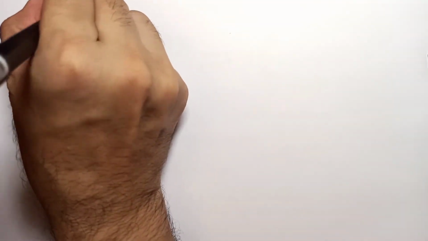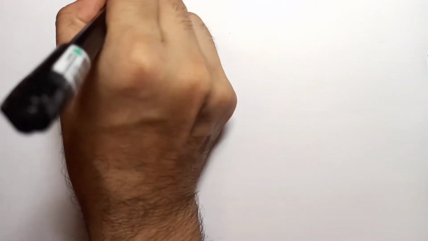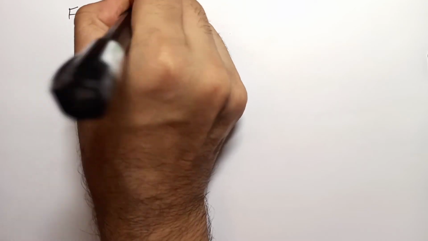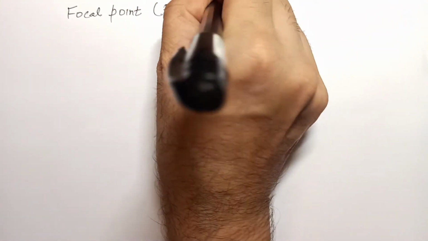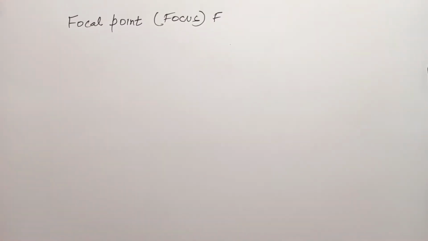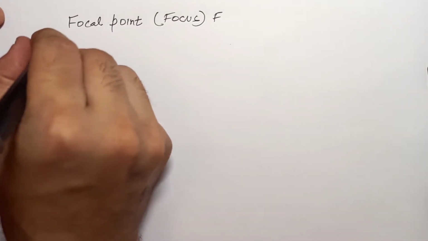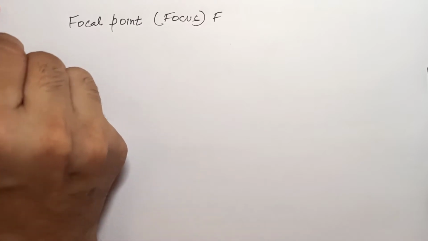So in the first lecture, we had a small round of introduction wherein I covered the basic terms we would be using in spherical mirrors. Now let's go a bit ahead and talk about the focal point, or focus. Let us start with the concave mirror.